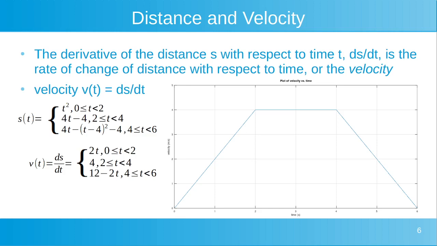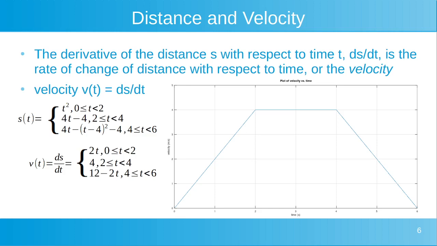We're going to look here at the relationship between distance and velocity. The derivative of the distance s with respect to time t, ds/dt, is the rate of change of distance with respect to time. Well, the change in distance for the change in time, that's the velocity of the object. So if we find the rate of change of our piecewise function that describes distance, we can determine a function which describes the velocity of the object as a function of time.